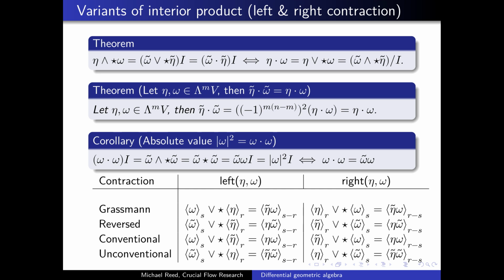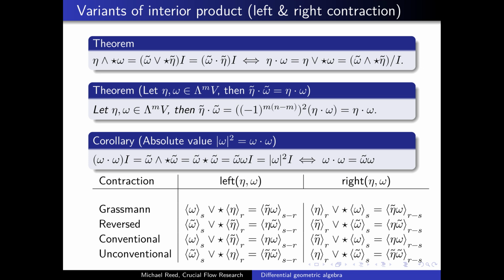And if we move on to the next theorem, here's another, simpler result that we could consider. If eta and omega are grade m elements, then if we take the reverse of those elements, the inner product still equals the other interior product. That's due to the property of squaring the powers of -1, which just cancels out, making the expressions equal.